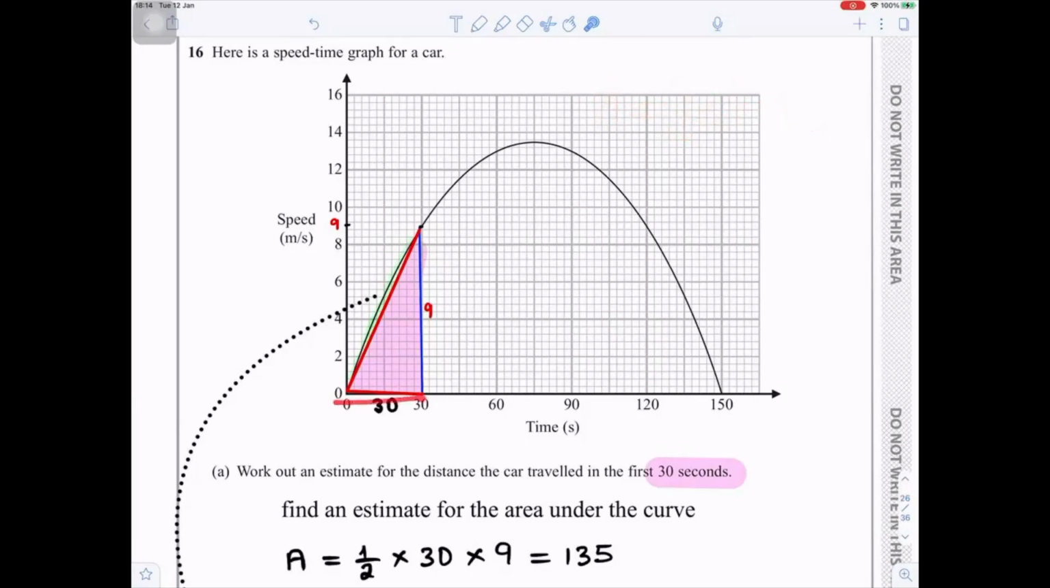So if the base is 30 and the height is 9, it's half times 30 times 9. Half of 30 is 15, so half times the base is 30 times 9. So we can use the calculator, and when you work that out, you would get 135.